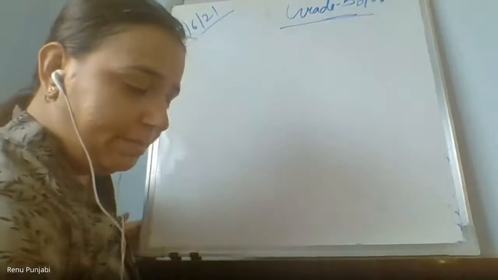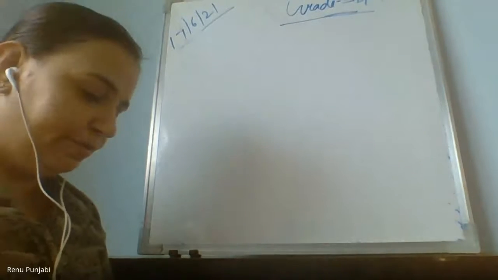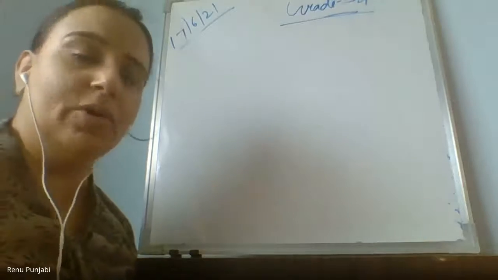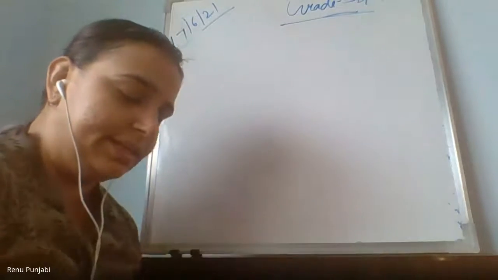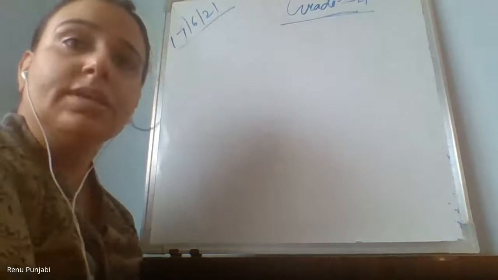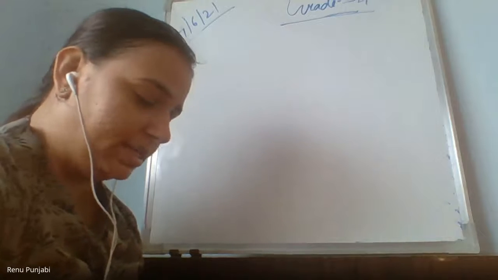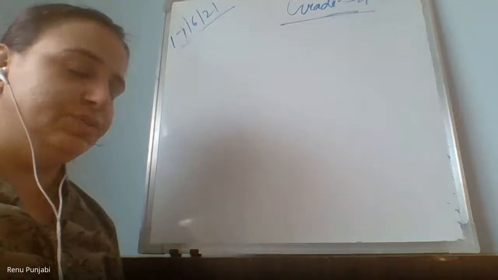Now open page number 42, which we have already done, about the yellow and the green triangle. Done or not? Yes or no? I am asking yes or no, students. Please answer me. Yes, ma'am. Okay, I will read this for you.